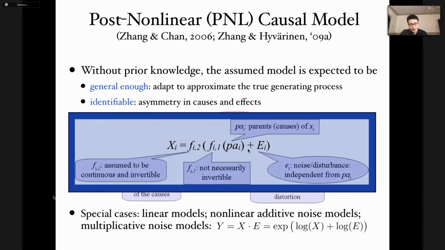This is very general. Even if the noise is not additive but multiplicative, you can see it's a special case. This is a nonlinear function f, and this is noise. They are independent, and basically this is just another way to put the multiplicative noise model. So the model is very general. Can we make use of this model to discover causal direction? The answer is yes.